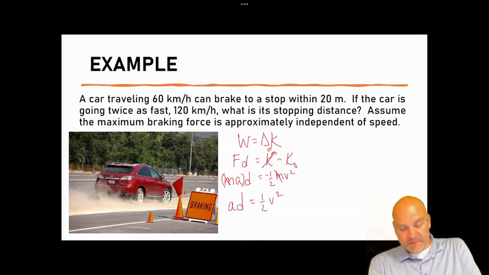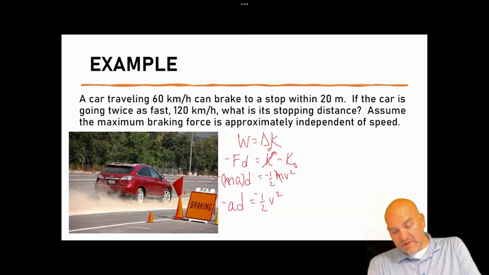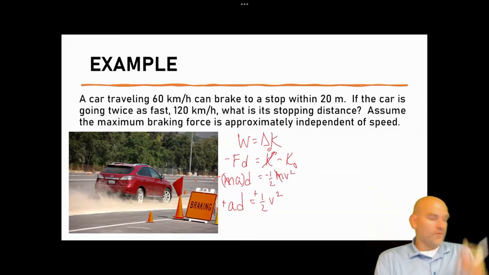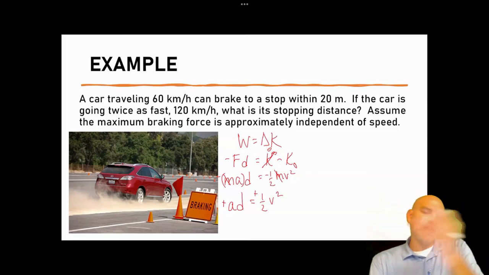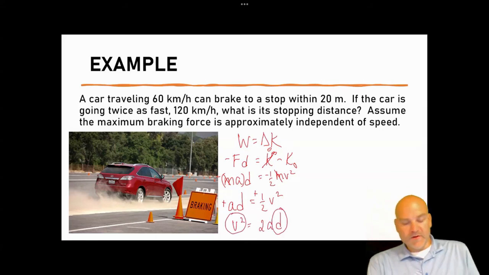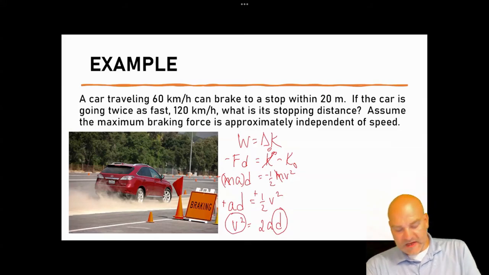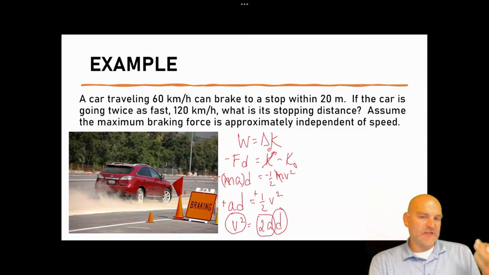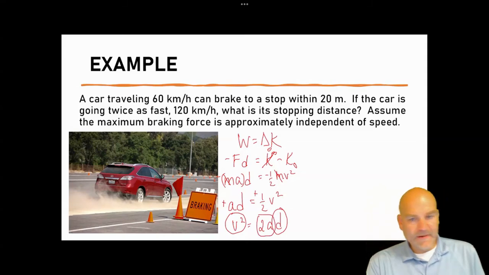So really, all of this would be negative, so that these will all become positive. What we're really doing here is looking at a relationship between distance and speed. And so velocity squared is equal to 2ad. So look, it tells you the braking force is approximately independent of speed. So that means my acceleration is not affected by the speed. So essentially acceleration is constant.